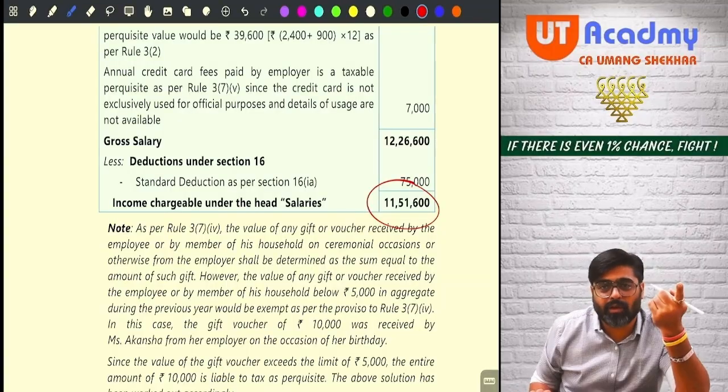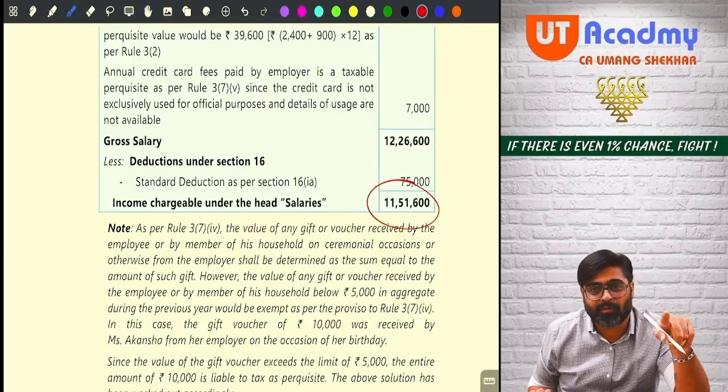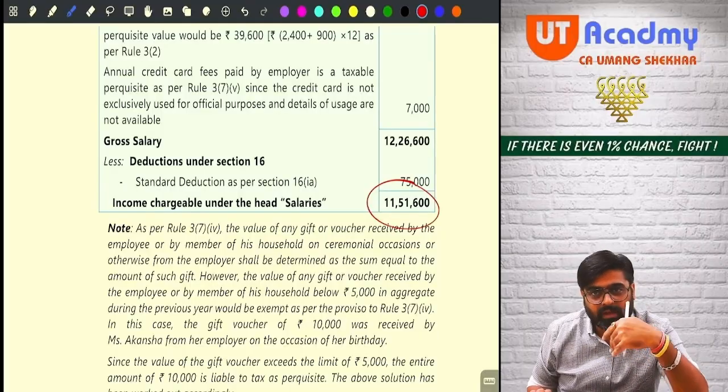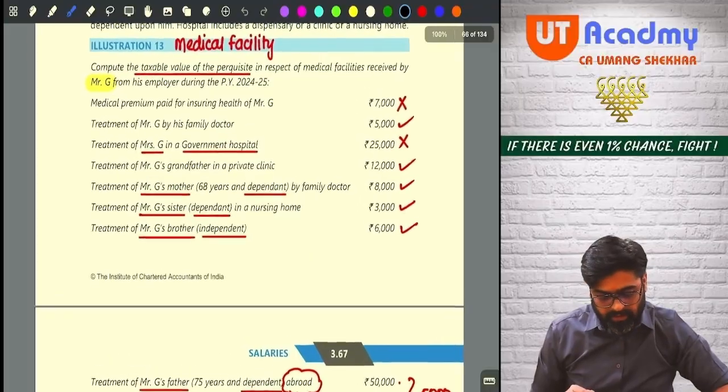And one more way you are going to do. If not following 115BAC, shifting out, then where are the changes? I have already explained. Question number 13, illustration number 13.